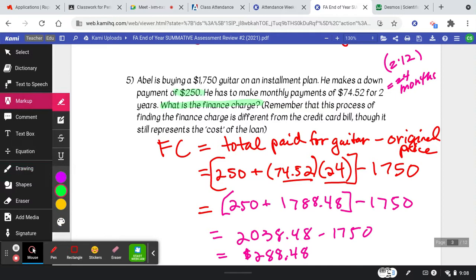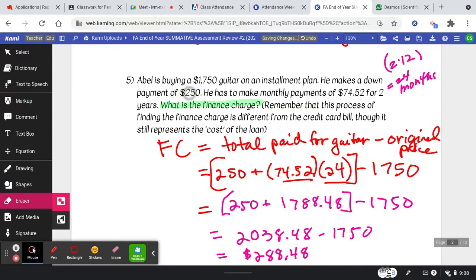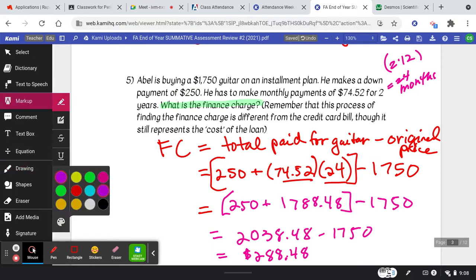So remember that we got this $250. We got this $250 from right here. We got this $1750 from right here. We got this monthly payment from here, and the 24 months we had to calculate. Any questions on number 5 before we go to our last credit?